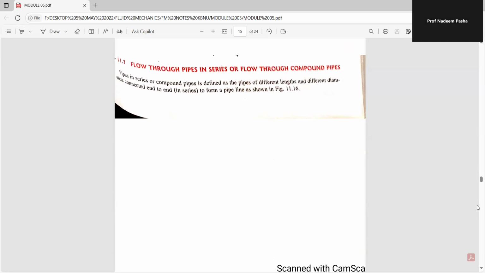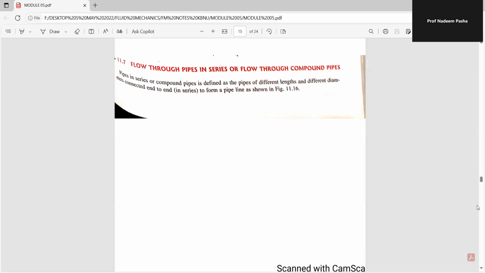The next topic which we need to understand is flow through pipes in series, also known as compound pipes. Which type of pipes will you call as in series? Pipes in series or compound pipes are defined as pipes of different length and diameter connected end to end in series to form a pipeline, as shown in the figure. So how are we defining flow through pipes in series or through compound pipes?